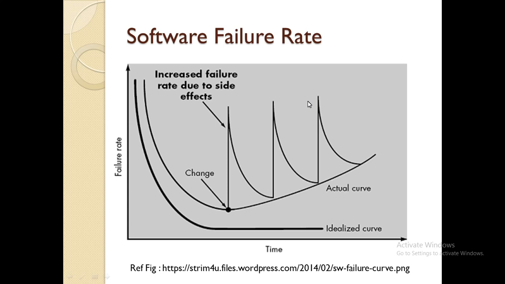So our system's performance will slow down, or it will not give correct results. Due to that, again we have to make some changes. So this is basically a software failure curve. We can say this is the actual curve, but ideally we can consider it is giving good performance. But whenever we use this software, we should go with the actual curve, which depicts the actual scenario of software failure.